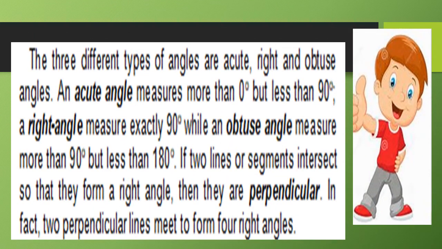The three different types of angles are acute, right, and obtuse angles. An acute angle measures more than 0 degrees but less than 90 degrees. A right angle measures exactly 90 degrees, while an obtuse angle measures more than 90 degrees but less than 180 degrees. If two lines or segments intersect so that they form a right angle, then they are perpendicular. In fact, two perpendicular lines meet to form 4 right angles.